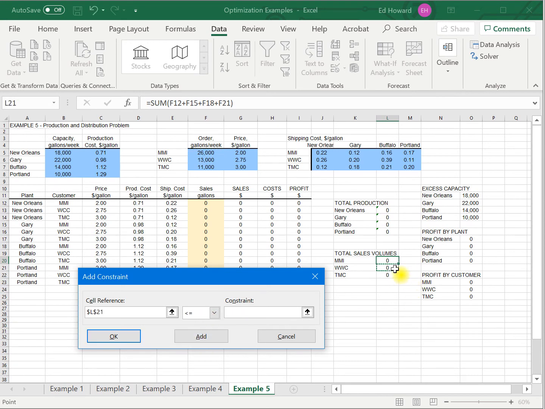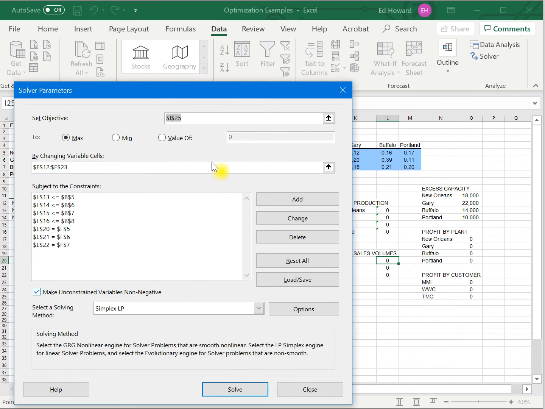Similarly for the West Coast, equal to its order volume. And our last one is that this Texas manufacturing sales volume is equal to its order. And click OK.